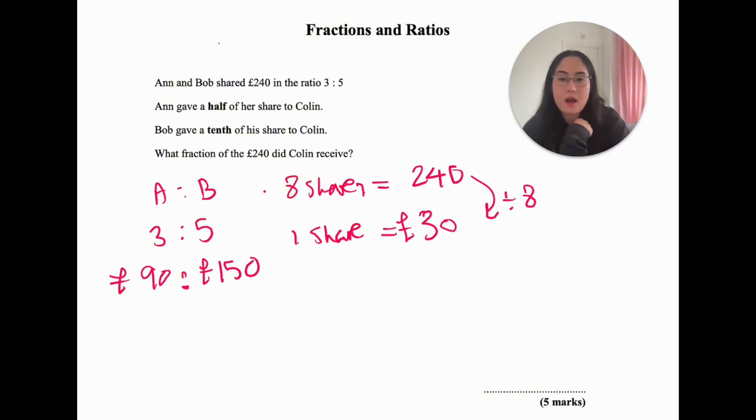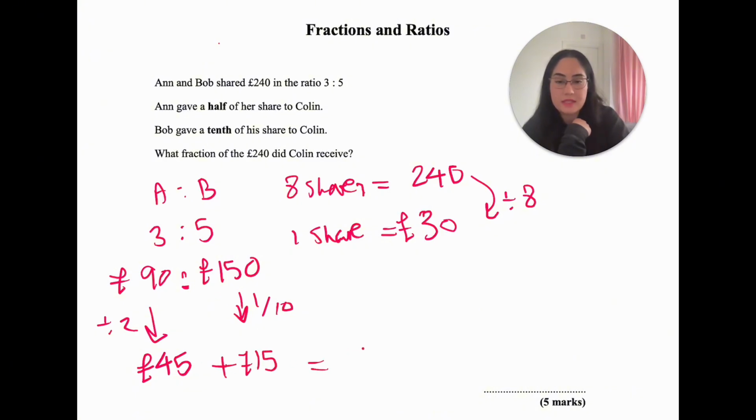Now Anne gave half of her share to Colin, so half of 90 is £45. And then it says Bob gave a tenth of his share to Colin, which is equivalent to £15. So if we add these two together, 45 plus 15 is equal to £60, and that is the total amount of money Colin received. But pay very close attention to the question. It says what fraction of the 240 did Colin receive, not what amount.